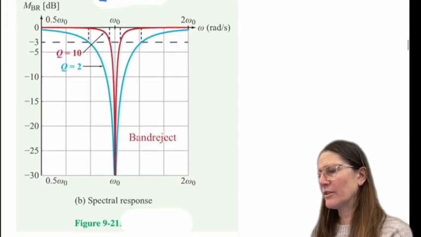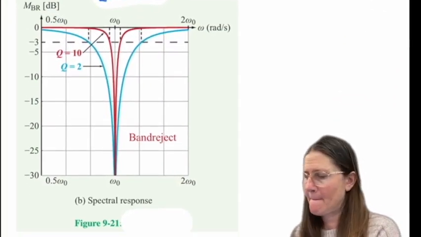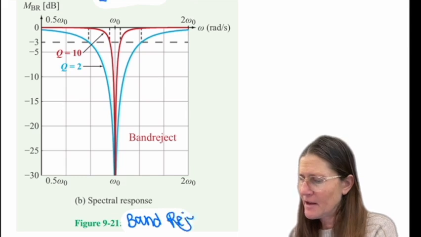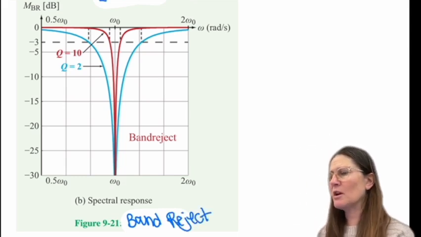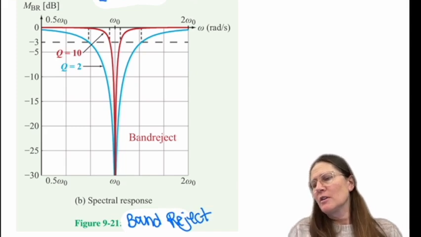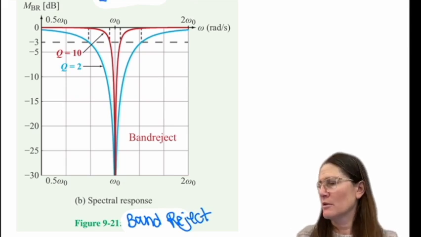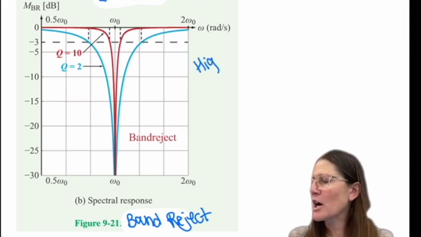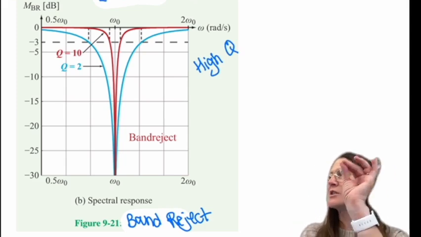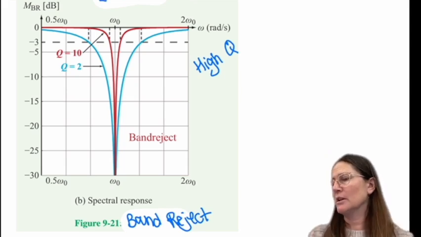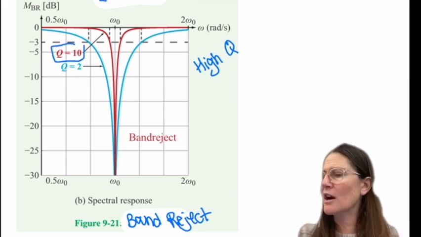All right, what is this one? Correct, band reject. And what do you think would be more optimal for this one, a high or a low Q? Correct. You would want a high Q so that it's very selective of which frequency it's going to actually reject there. So here you desire a high Q.